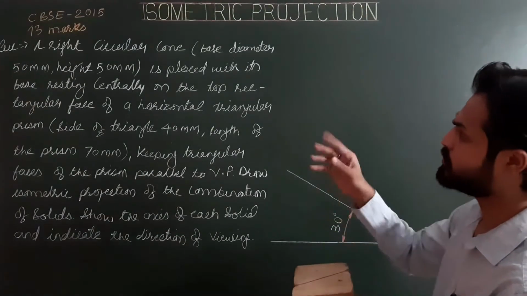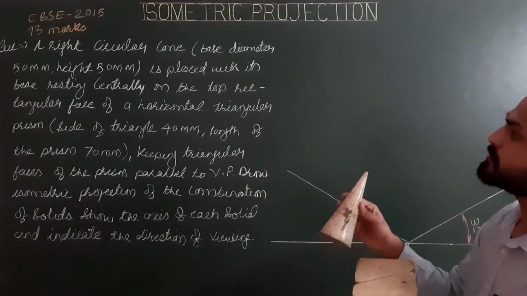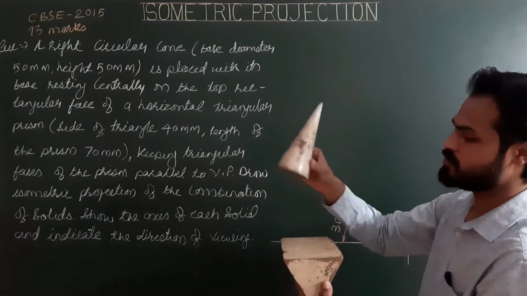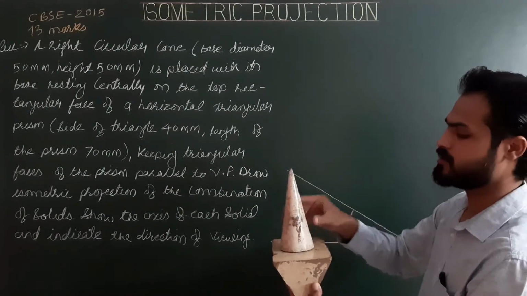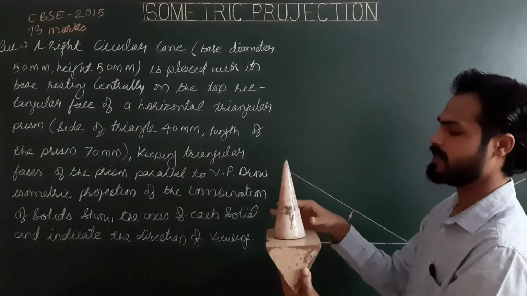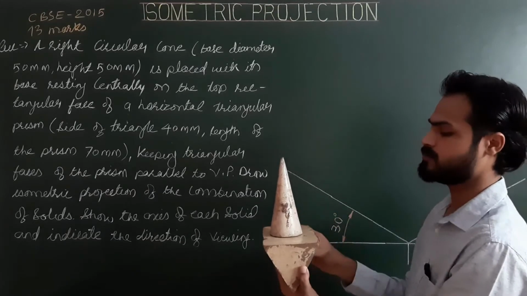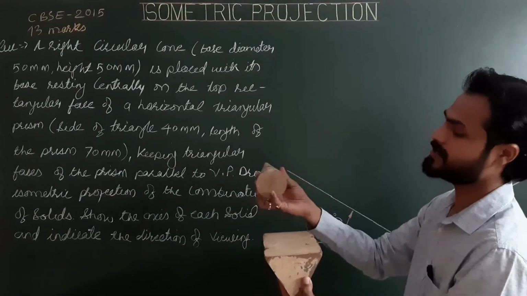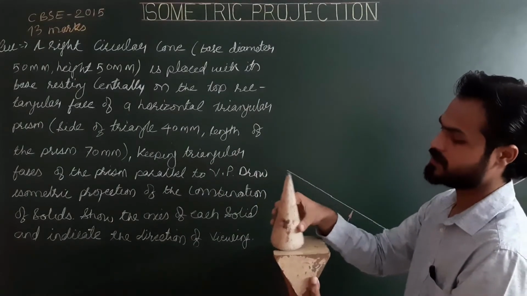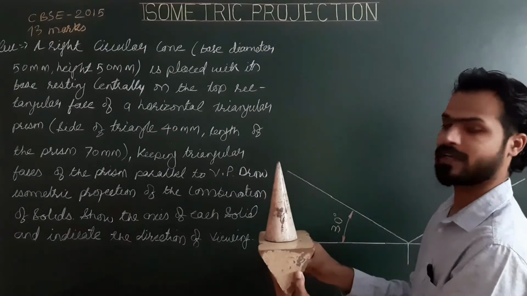Then the second solid, cone, is placed with its base resting centrally on the top rectangular face. So the cone is resting on its circular base on the top rectangular face of the prism. So this is the final combination. These are the final positions of these two solids. Centrally means the center of the cone will coincide with the center of this upper rectangular face of the prism. So this is the final combination.